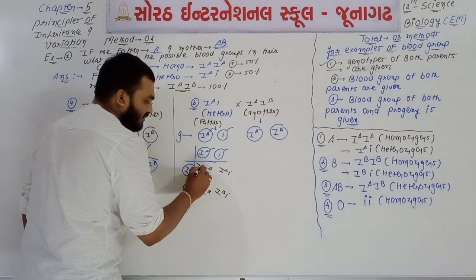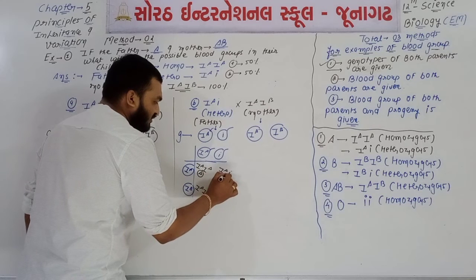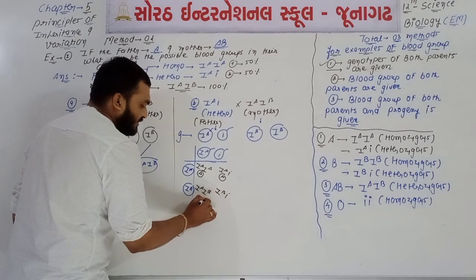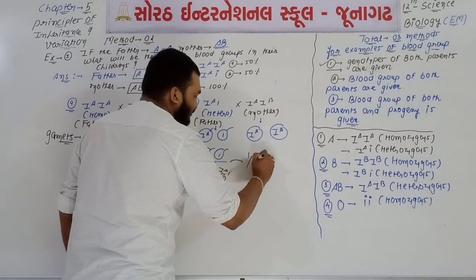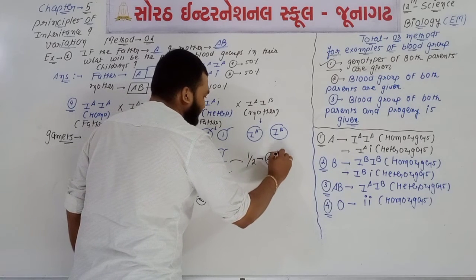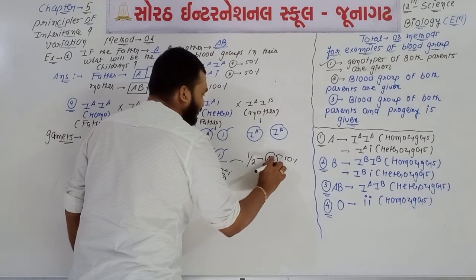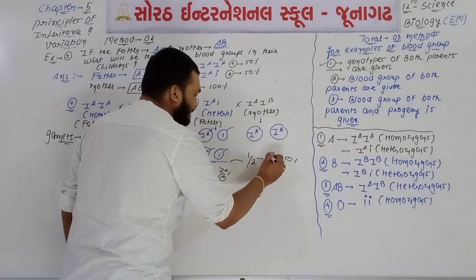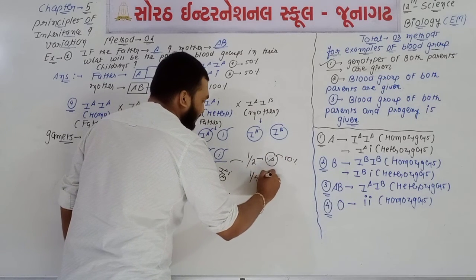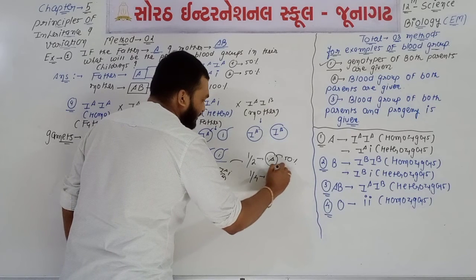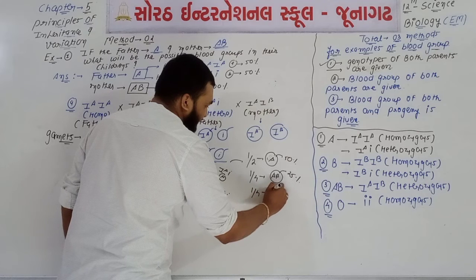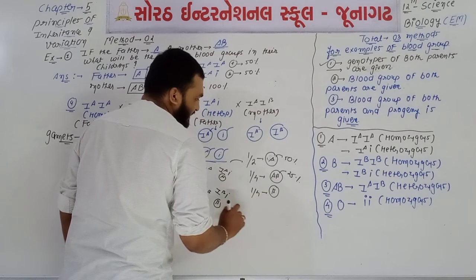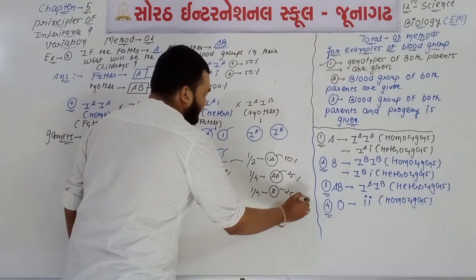See, it is blood group A. It is also blood group A. It is blood group AB. It is blood group B. So we can say 1/2 chances, meaning 50% chances, of blood group A. Then 1/4, 25% chances of blood group AB. Then 1/4 chances of blood group B. So it is the second method.